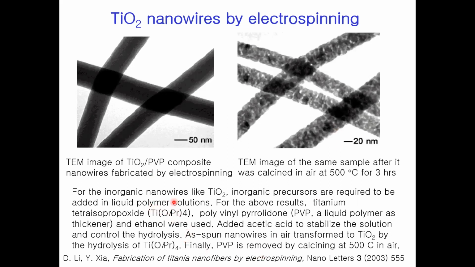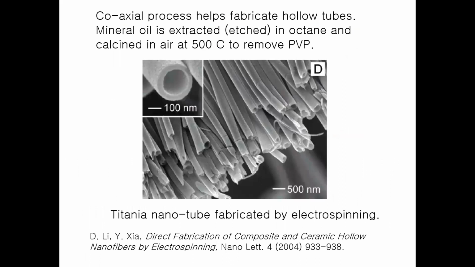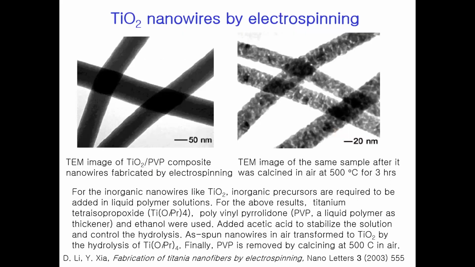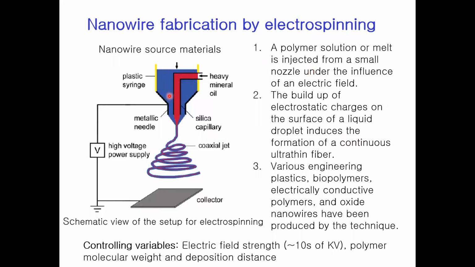And this is the precursor that was used in making the solution, and the polymer that was used. And then eventually you burn off the polymer and make a polycrystalline material. You can actually make a hollow tube, a TiO2 hollow tube, by doing this. While you are depositing the nanofiber or nanowire of your TiO2, you can actually flow a heavy mineral oil through the pore of the fiber.